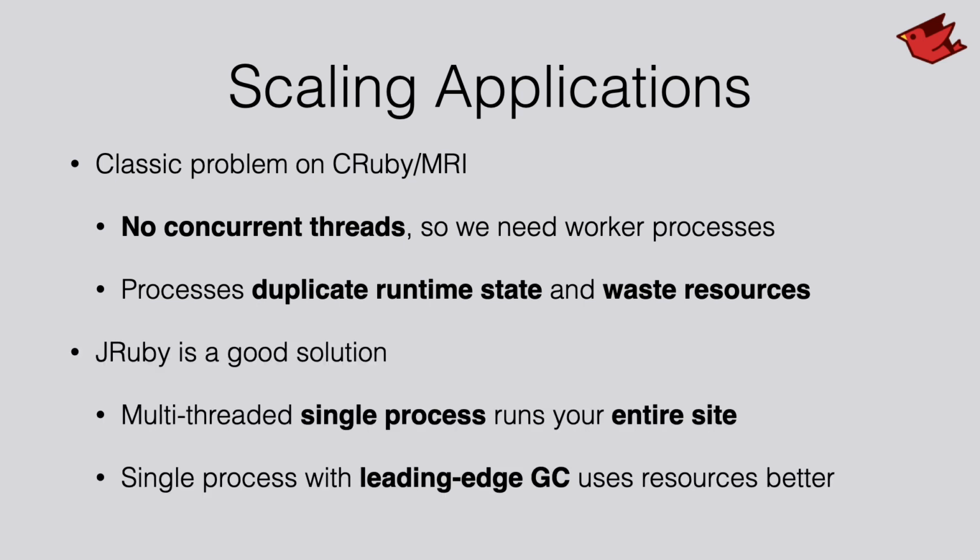JRuby is probably the best solution for this. You can take a single process and run as many concurrent requests, as many threads as you want through that single process. A single JRuby instance can run your entire site. You don't have to spin up workers and manage them. You don't have to scale out so much memory just to handle additional requests. You also get the benefit of these leading edge garbage collectors, which are designed to work well with a single large process. So all of these requests running in the same process gets better use of the system by having one GC that can manage it all.